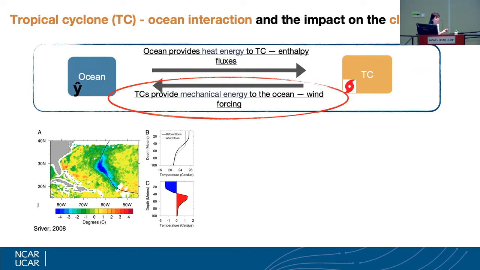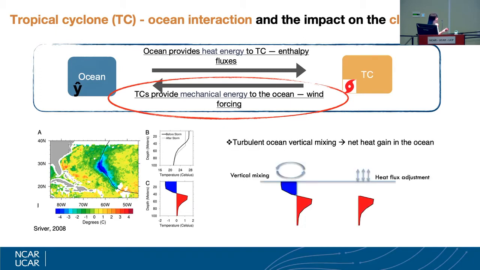After this mixing process, this little panel here shows the vertical temperature profile before a tropical cyclone in black and after a tropical cyclone in gray. We see that after the mixing, the profile has changed, and this panel here shows the temperature anomaly due to this change. After the mixing, there's a cold temperature anomaly at the upper ocean and a warm temperature anomaly beneath the ocean thermocline. Okay, so we got this ocean temperature anomaly dipole.